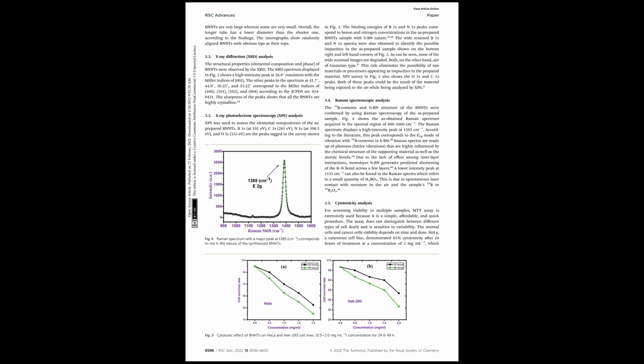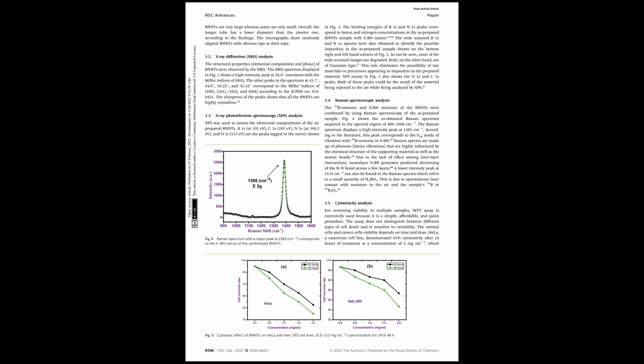Then we further clarified the concept with Raman spectroscopy, which gave almost the same result. I mean, it's the clarification about boron and nitrogen content with the hexagonal boron nitride nature of the synthesized nanotubes. So after clarification about the content and the morphology of the synthesized nanotube, we proceed toward the cytotoxicity analysis.